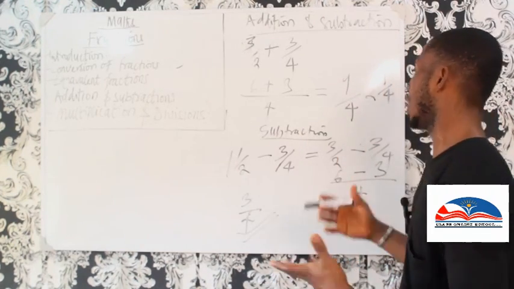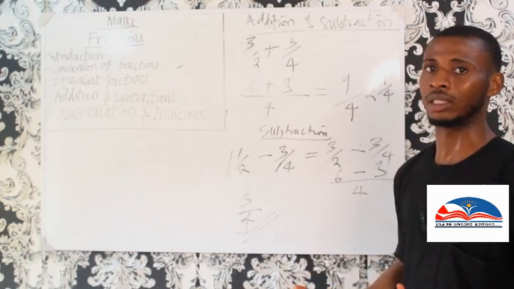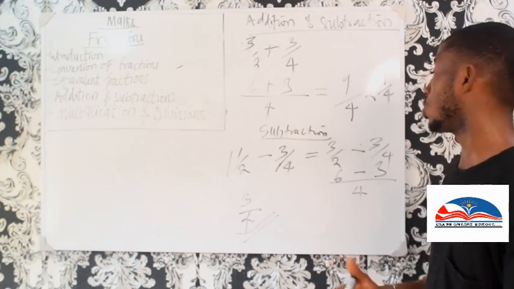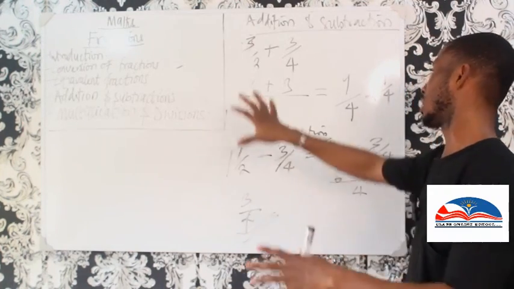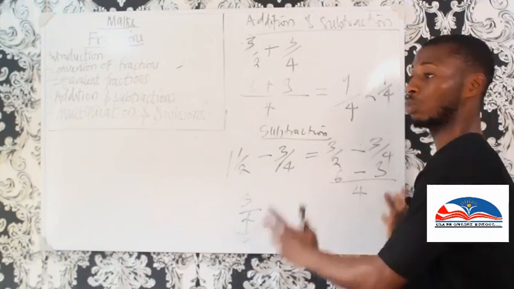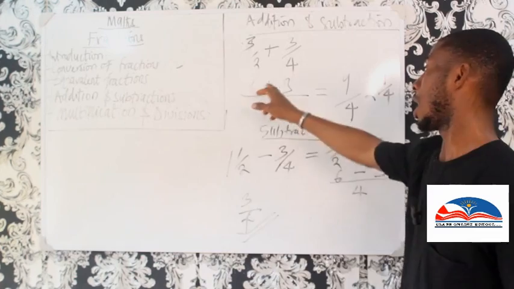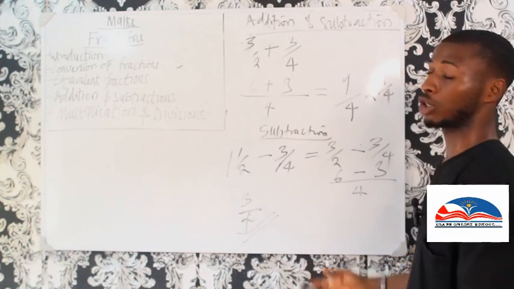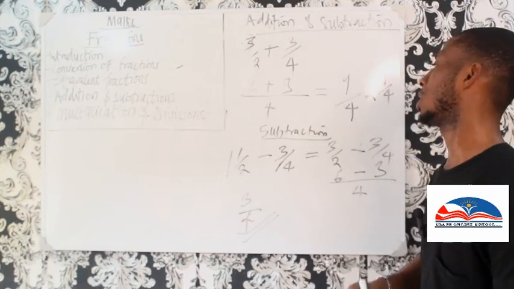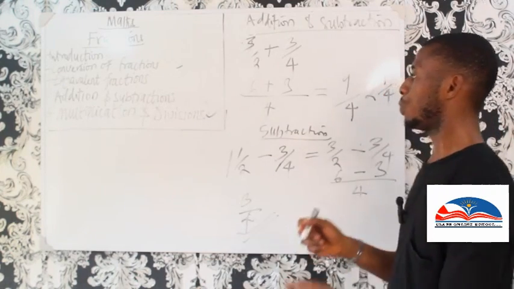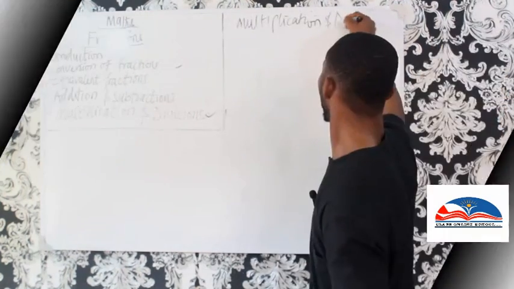That is it with addition and subtraction. You see, it's simple. It's not quite hard. Once you know addition and subtraction, they are alike. The same steps we use in addition are more likely the same steps we are going to use for subtraction. The only thing is that in addition you have to add and in subtraction you have to minus. Okay, we are going to go into the next point, which is multiplication and divisions of fractions.